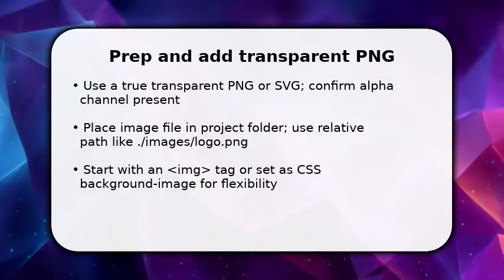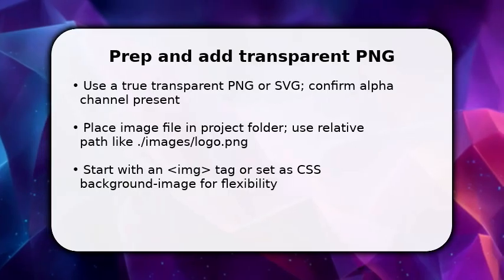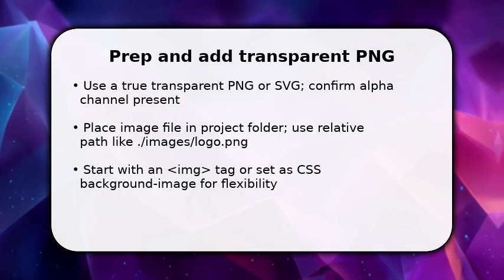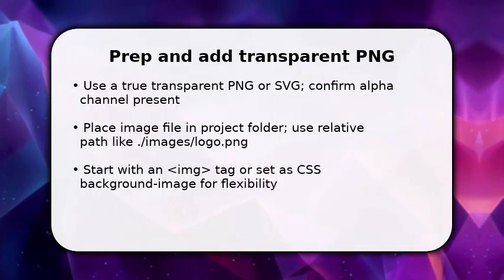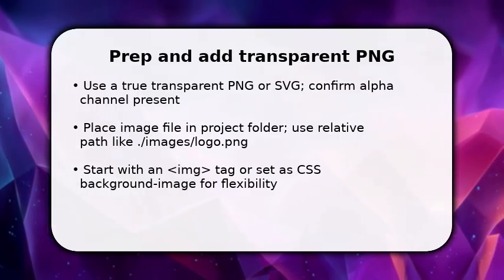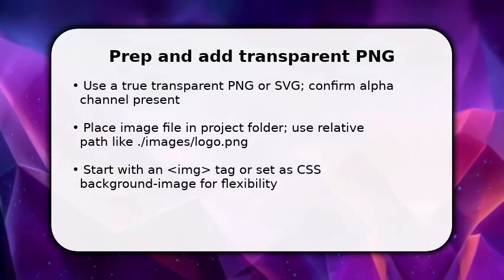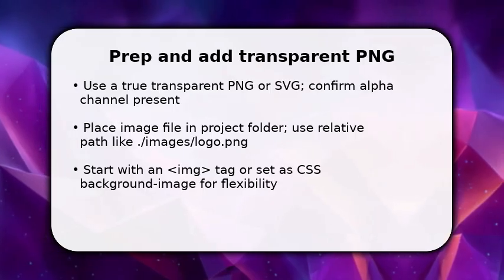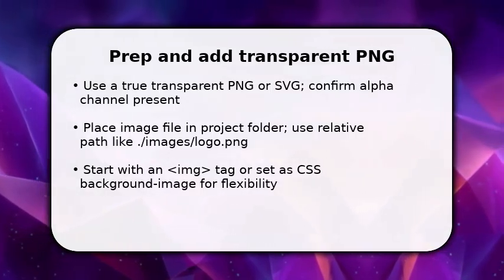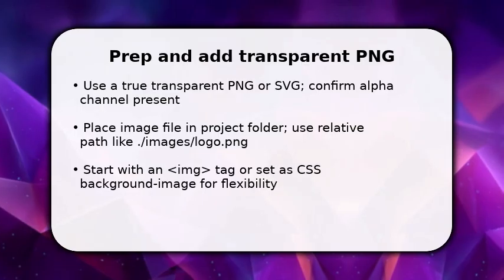You'll begin by picking a genuinely transparent asset, PNG or SVG, because JPG won't work. Once done, move that file into your site folder and reference it with a relative path. Now add an img src equals /images/your-image.png alt equals, or set background image in CSS. This first step lets you see transparency immediately.